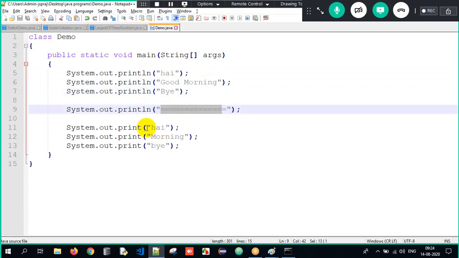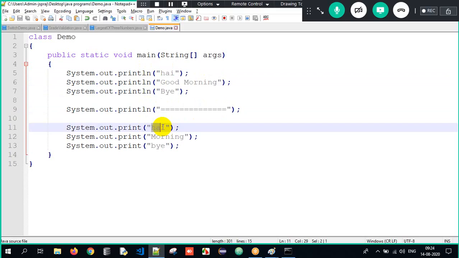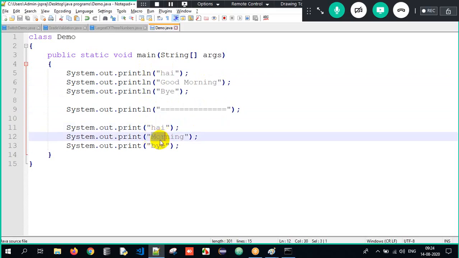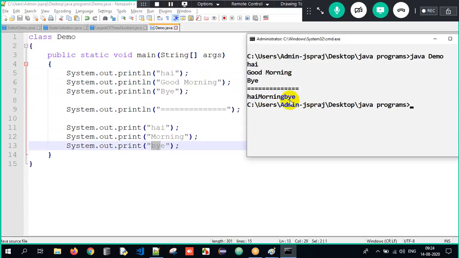But when I tell print, it prints and the control stays on the same line. Morning, bye. So always the output I'll get in the same line. So print meaning it will print and the control will remain on the same line. Println meaning it will print and the control is transferred to the next line. Got the clarity here?